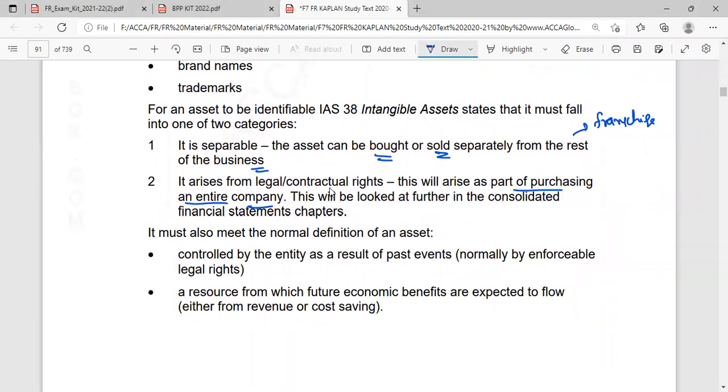If it is separable, the asset can be bought or sold separately from the rest of the business. In the case of legal obligations or contractual rights, it arises as part of purchasing the entire company. This will be shown in the consolidated financial statements. So as we already discussed, three points need to be considered: identifiable, controllability, and the ability to generate future economic benefits to the entity.